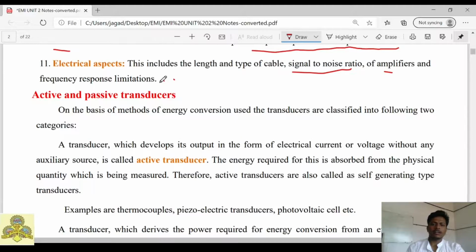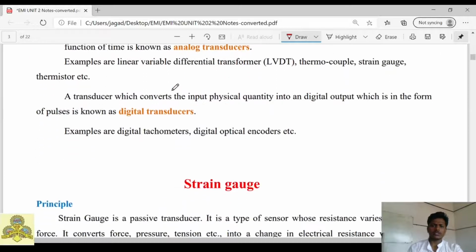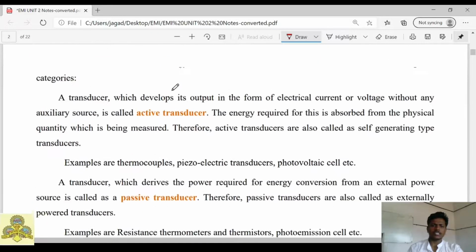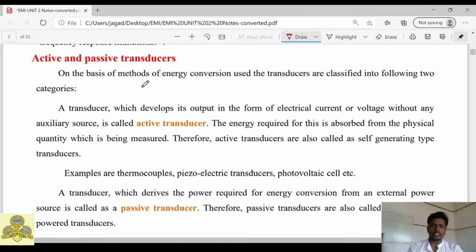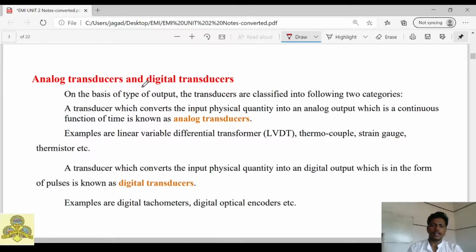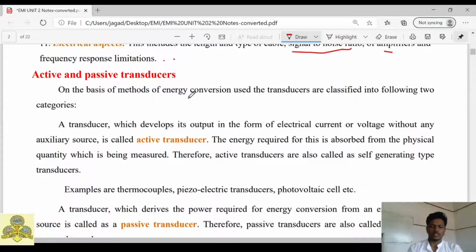Okay. Next we have types of transducers. We have active transducers, passive transducers. We also have analog transducers and digital transducers. This classification is done based on energy conversion. Ultimately, a transducer converts one form of energy into another. So depending upon the energy conversion, we have done this classification: active and passive transducers, and analog and digital transducers. We will see what are active and passive transducers.